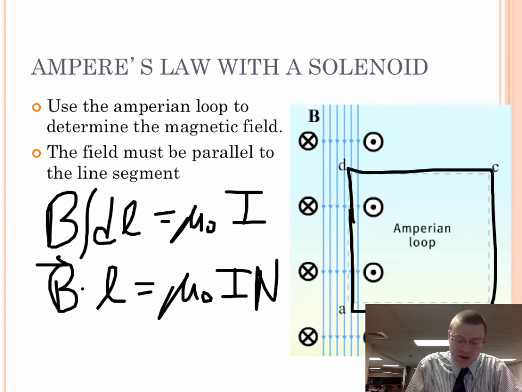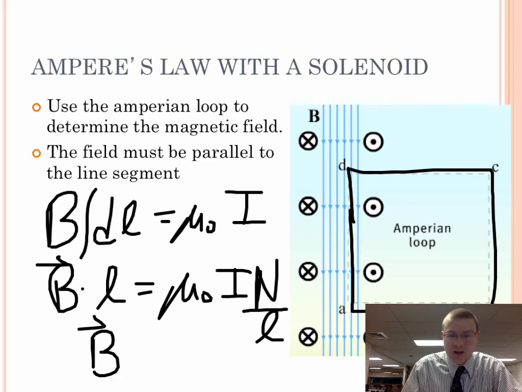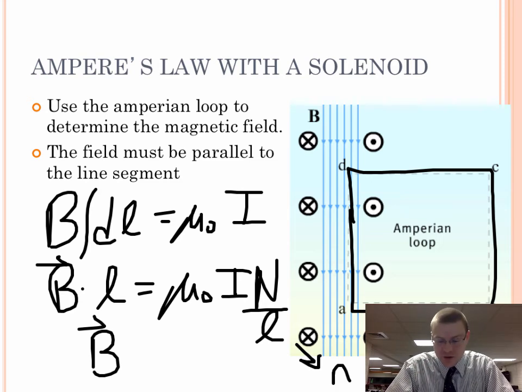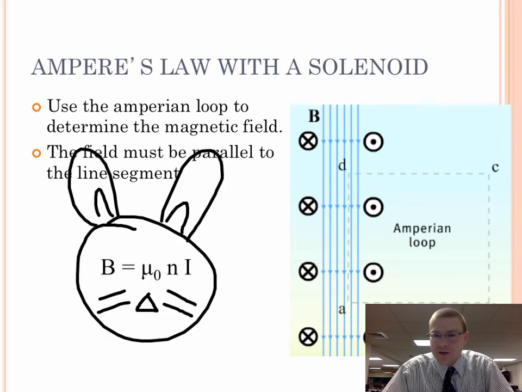And if I want to solve for magnetic field, I'm just going to divide by the length. And if I divide the length over here, turns per length, remember, gives us little n. In the end, the magnetic field for a solenoid, and yes, the magnetic field strength inside a solenoid here is mu 0 little n I.